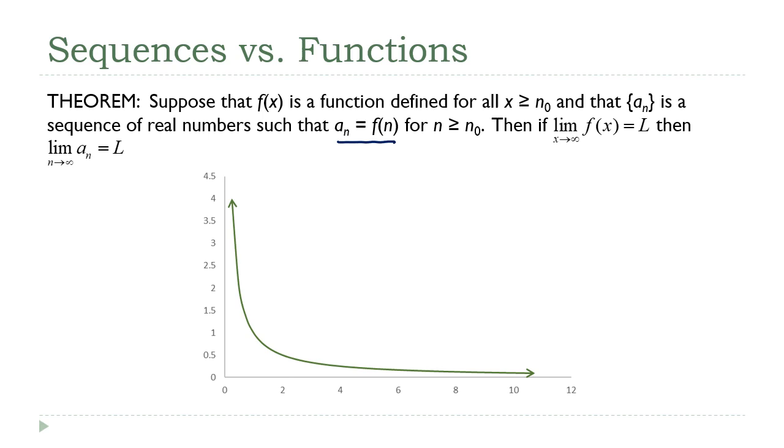Then, once we've done this, the theorem is saying that if the function has a limit at infinity, then the sequence also has to have the same limit. In other words, if we have a function whose limit at infinity exists, and we create a sequence by pulling values from that function, then the sequence is going to have the same limit as the original function. And the proof of this is relatively straightforward, so I'm going to leave that as an exercise in the online classroom.